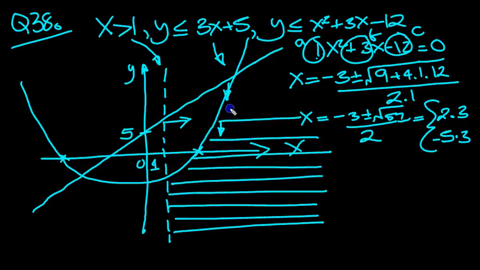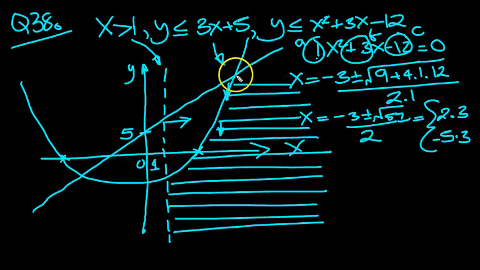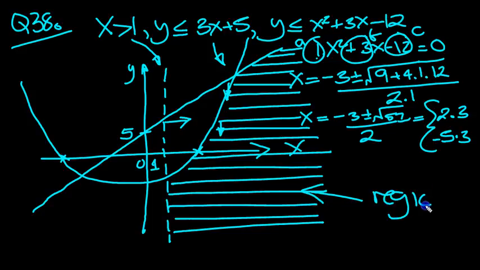It has to be underneath the lines. But then once you get past this point here, it needs to stay under the line there, doesn't it? So that's the region. So that's the region that satisfies the inequality. Okay, good. That's 38 done. Great.